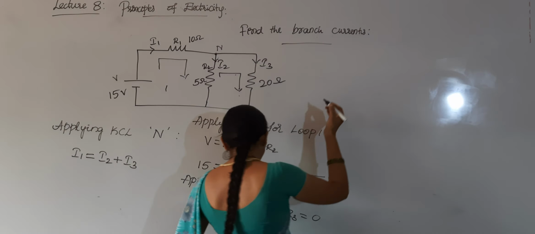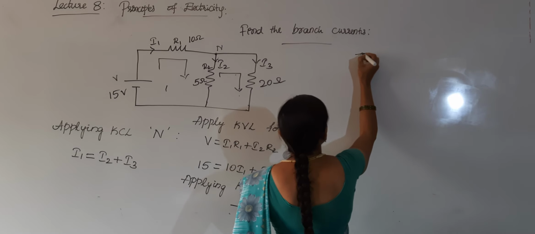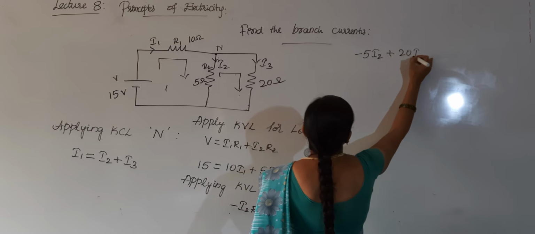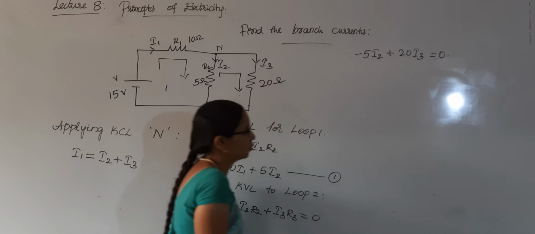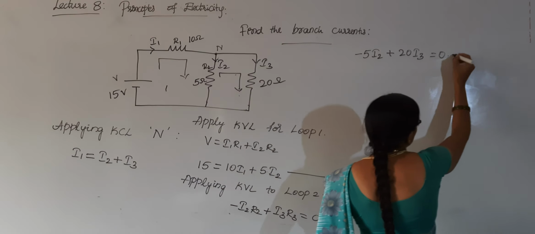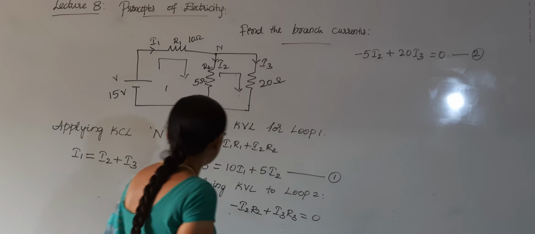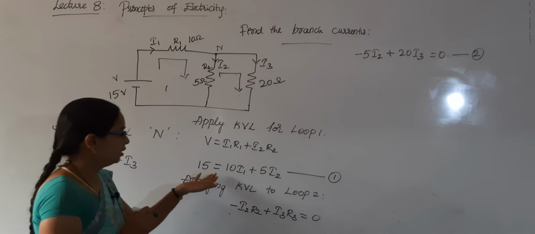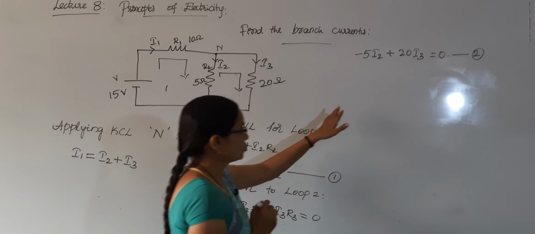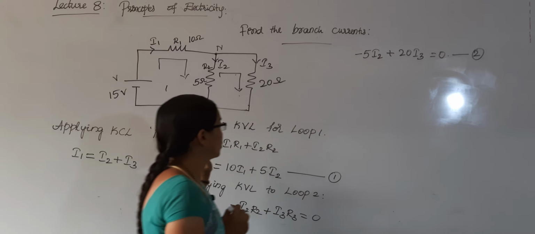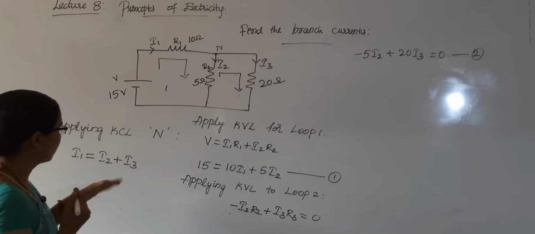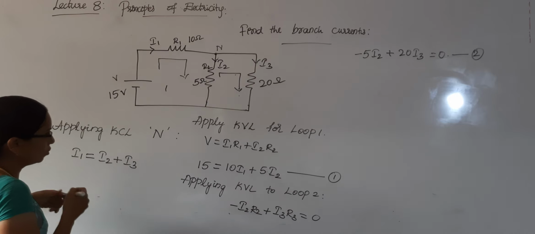So if you put minus 5 I2 plus 20 I3 is equal to 0. Okay. I will call this equation 2. See, here in the first equation, 10 I1 plus 5 I2 is there. In the second equation, I2 is there and I3 is there. So we'll substitute the value for I3.